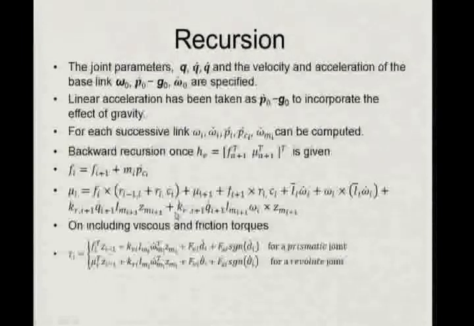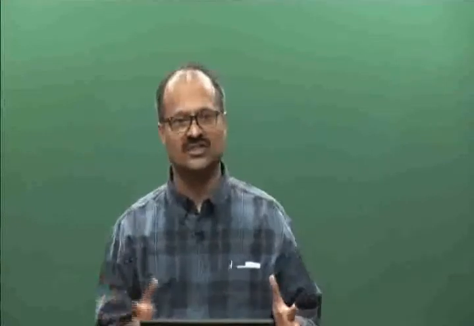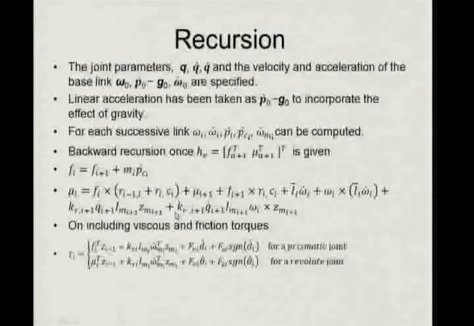So far all we have written is Newton's equation and Euler equation on the link, right. We have not actually solved the manipulator problem, we have just written the equations on the rigid body. So now where we start from is that we are given q, q dot and q double dot, and the velocity and acceleration of the base link are specified. Okay. And what we do is we take the linear acceleration of the base as p0 minus g0.